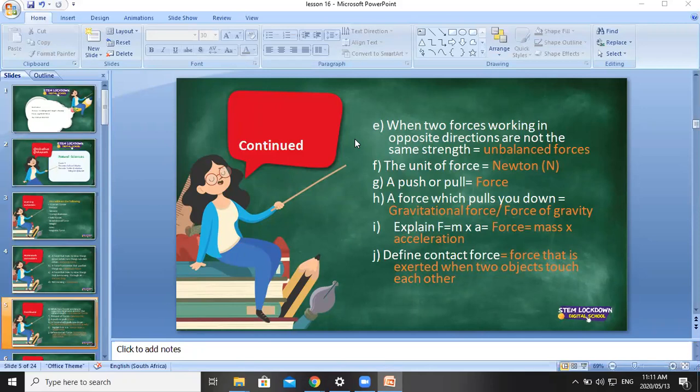So when there is attachment, when there is touch, we can get contact force, and there is friction. When we're talking about contact forces, we talk about friction, because there is always friction. When two hands are touching each other and rubbing, we are experiencing friction. How are you aware that you are experiencing friction? Because your hands are getting warmer, then you will know that you are experiencing friction. Let me see what else we can do now, grade nines. Let's continue.